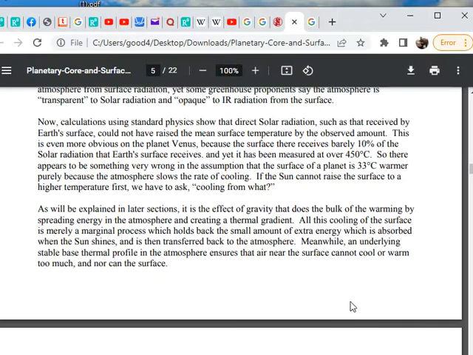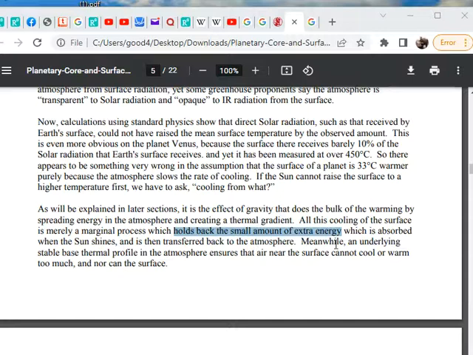And then he says all this cooling, but I'm not sure what he means by all this cooling. I'm not sure what he means by a marginal process. I'm not sure what he means by holding back the small amount of extra energy which is absorbed when the sun shines.